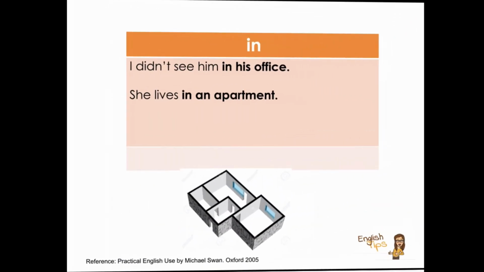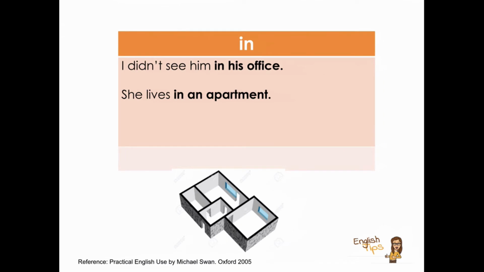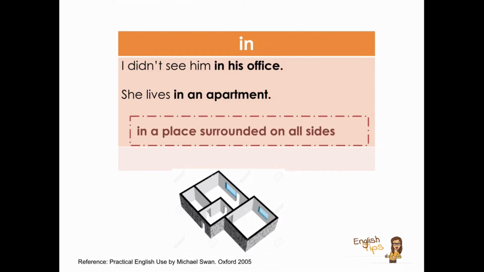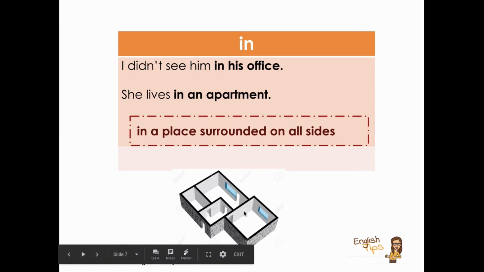Another use is in phrases like, I didn't see him in the office. He lives in an apartment. In this case, we are talking about places that are surrounded on all sides, like we have in the picture below here.